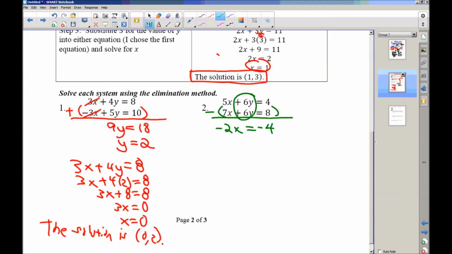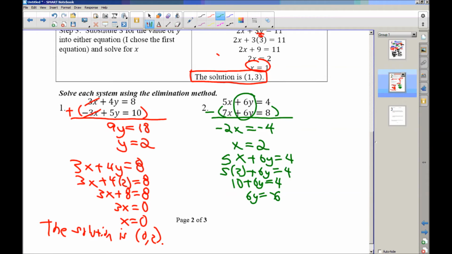And then I just solve the resulting one-step equation. Divide both sides by negative 2, and that gives us 2. And then I plug that 2 back into either one, so I'll plug it into the first one again. So 5x plus 6y equals 4. 5 times 2 plus 6y equals 4. That's 10 plus 6y is 4. So 6y is negative 6 when I subtract the 10 to both sides, and y is negative 1 when I divide by 6 to both sides.